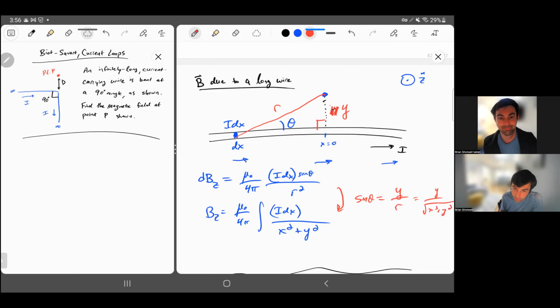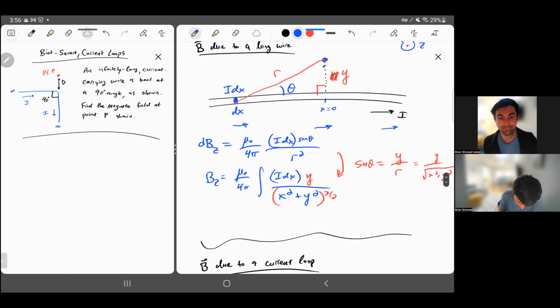So we can replace sine theta with y over the square root of x squared plus y squared, and that turns this, instead of to the first power, now to the 3/2 power. Because it was to the first power, and then we have another to the 1/2 power, and when you add those two exponents together, you get this to the 3/2 power. So what we get here is Bz is mu naught over 4 pi. We can take out the I and the y, those are constants. And really, we're just trying to integrate from x equals minus infinity to infinity, dx divided by x squared plus y squared to the 3/2. So this becomes a calculus problem. You could solve it in various ways, but this winds up being equal to mu naught I over 2 pi y.